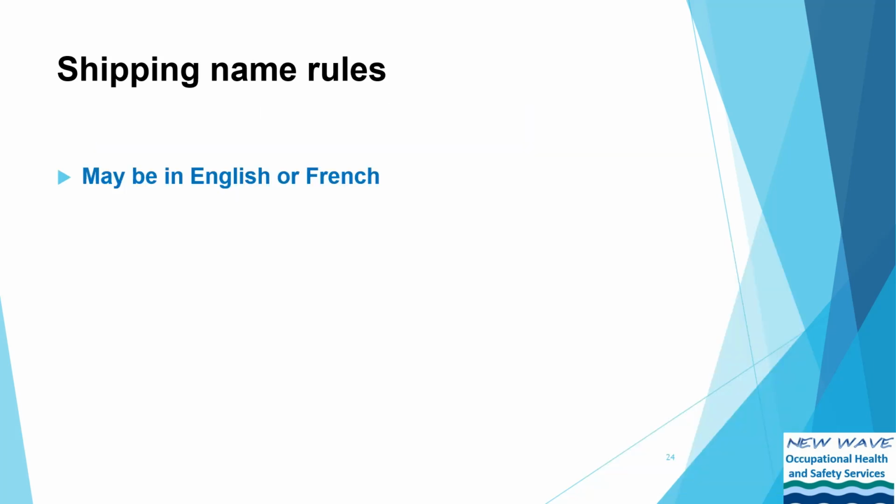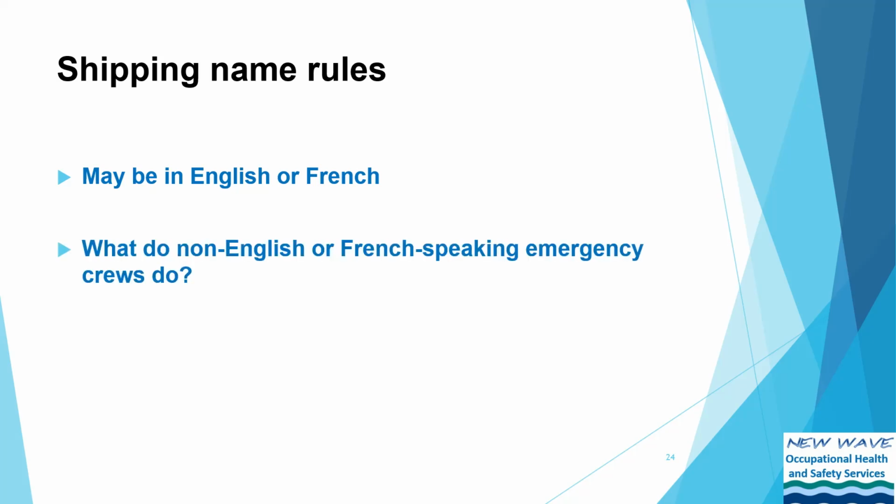The shipping name may be written in English or French. Question: what do non-English or French-speaking emergency crews do if they cannot read the shipping name? Well, as we mentioned, they use the symbols and the UN numbers as discussed earlier, as the UN number is universal and does not depend upon a language.